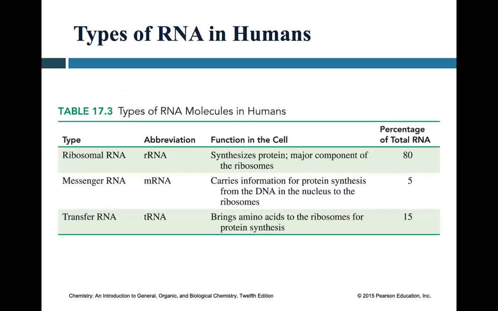So there are three common types, though there are more than this. You may have heard of hairpin RNA, iRNA. There are a lot of different types of RNA. The three big ones that are part of the central dogma are rRNA, mRNA, and tRNA.